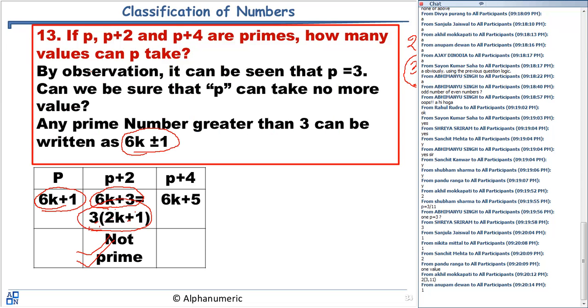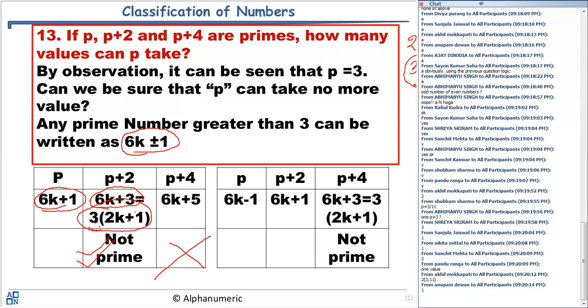Similarly, the remaining prime numbers can be written in the form of 6k minus 1. If you take P in the form of 6k minus 1, P plus 2 will be 6k plus 1. Now remember, if it is 6k plus 1, it may be prime, because a prime number can be of the form 6k plus 1. Now put P equal to 6k minus 1. So P plus 4 comes out to be 6k plus 3, which is 3 into 2k plus 1. Since this is a product of 2 integers, this will also not be a prime.